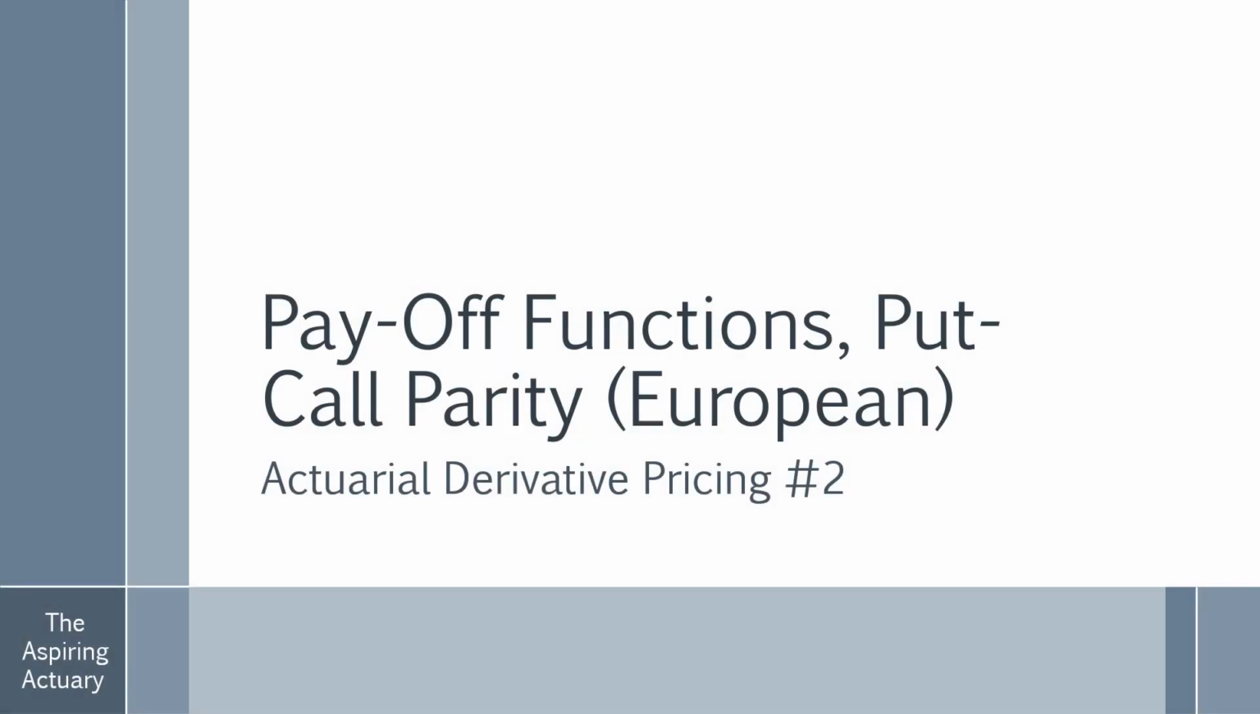Hey everyone, this is the second lesson in actuarial derivative pricing, and today we're going to look at payoff functions and put-call parity, in particular the European type. So what this means is that they can only be exercised at the maturity date, capital T.